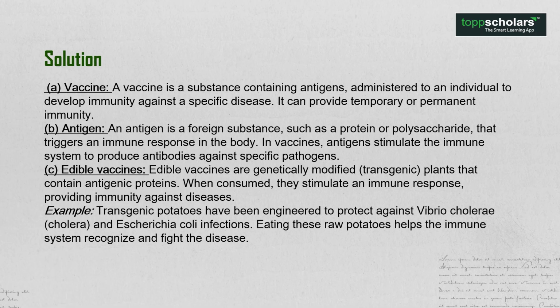Edible vaccine. Edible vaccines are genetically modified, that is transgenic, plants that contain antigenic proteins. When consumed, they stimulate an immune response, providing immunity against diseases. Example, transgenic potatoes have been engineered to protect against Vibrio cholerae and Escherichia coli infections. Eating these raw potatoes helps the immune system recognize and fight the disease.